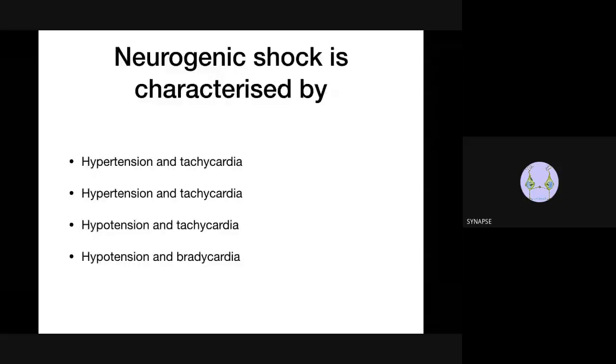Neurogenic shock is characterized by hypotension and bradycardia. Very good. So the first thing that should come to your mind is no sympathetic tone. Hence, with no sympathetic tone, it's going to cause bradycardia and hypotension. Correct. Good.